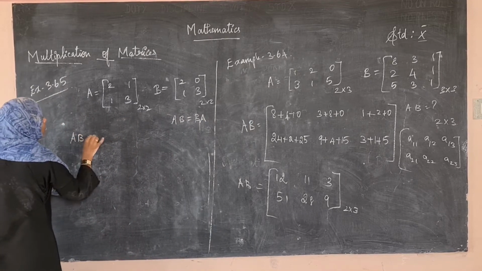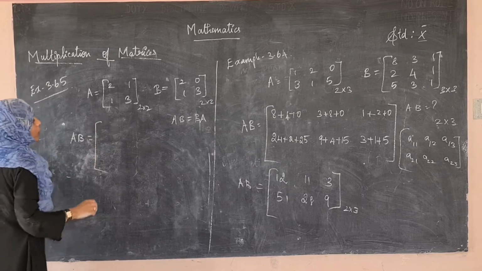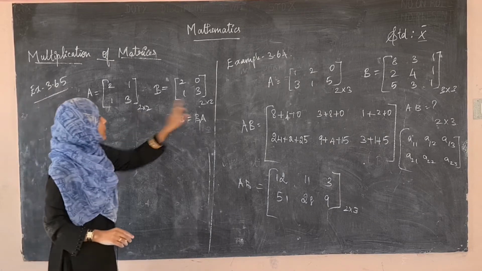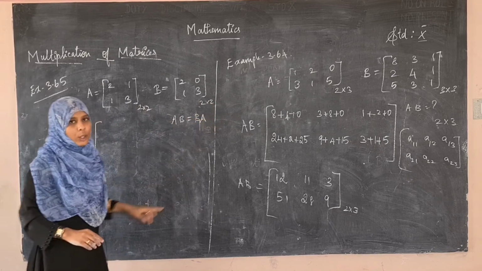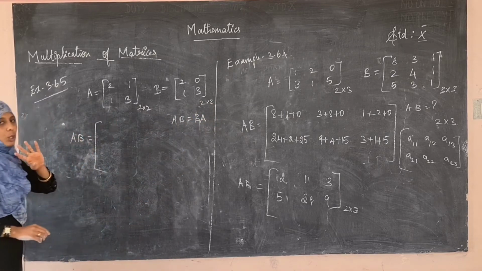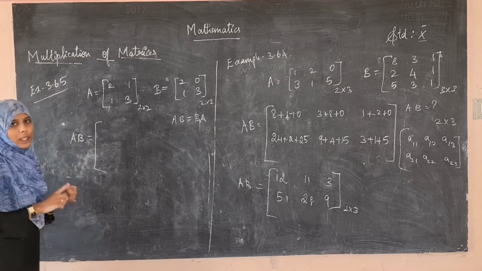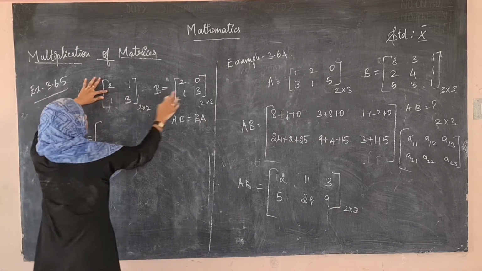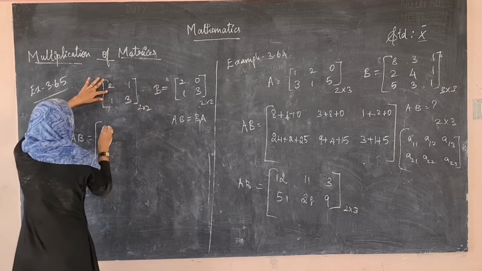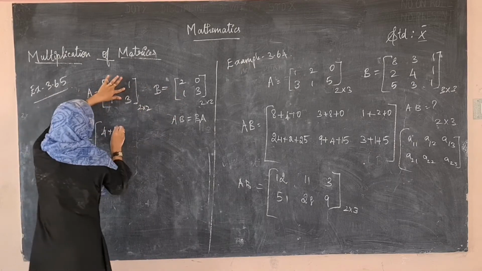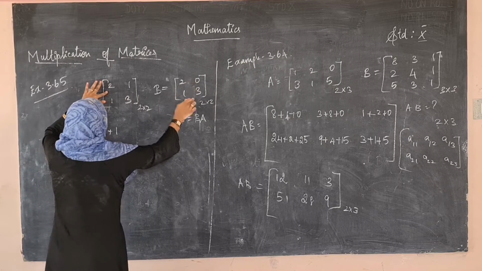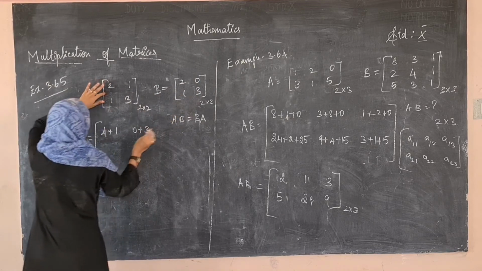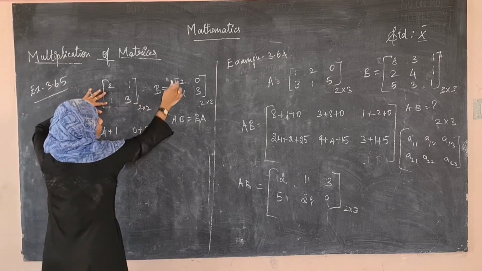Now we are going to find A into B. The resulting matrix order will be the first and the last element, that is 2 cross 2. That means it has 4 elements: A11, A12, A21 and A22. First A11, first row and first column: 2 into 2 is 4, plus 1 into 1 is 1. Again first row, second column: 2 into 0 is 0, plus 1 into 3 is 3. Here 1 into second row and first column.